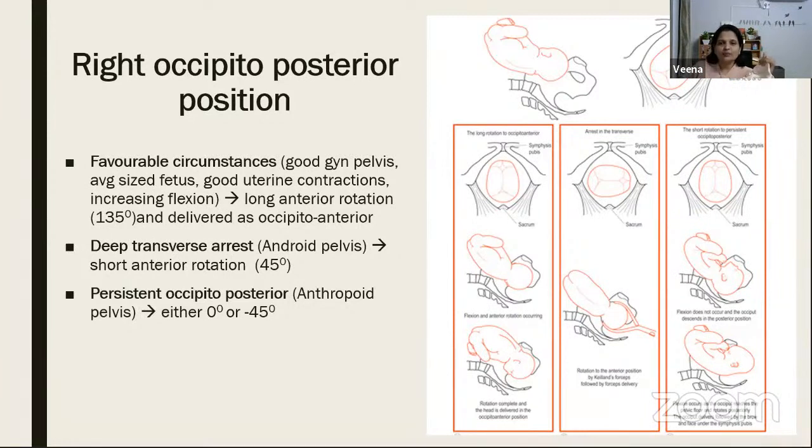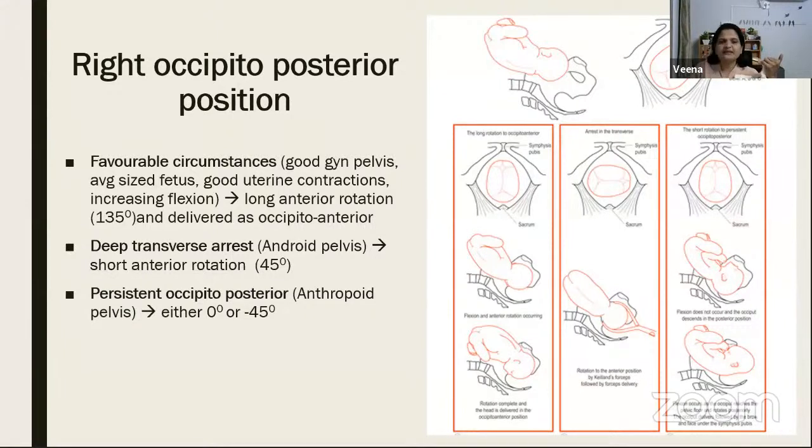If there is no mechanical problem, the head can descend in the same way up to +2 station, and it becomes fit for instrumentation. We can apply a vacuum extraction and deliver the baby, or we can use Kielland's rotational forceps, only if it has come down to +2 station. In deep transverse arrest, I told you it stops at the level of the spines. So there is no instrumentation at that particular level, because it's a mechanical factor which is not letting it come down. There is no point going and applying an instrument. It will cause more morbidity for the mother and for the fetus also. So the DTA, if it is at the level of the spines, has to be a cesarean section.